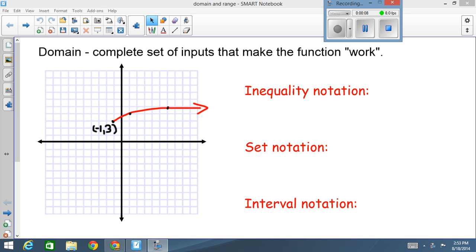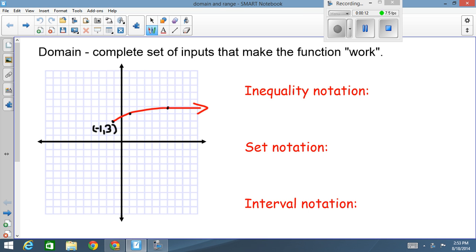Let's talk a little bit about domain and range when it comes to the graph of a function. Domain is considered to be the complete set of inputs that make the function work. Now you want to go ahead and write that down. If you need to pause it, go ahead and pause it. But by work, what I mean is that when you put those inputs into the function, you get a real output, a real number that's an output.